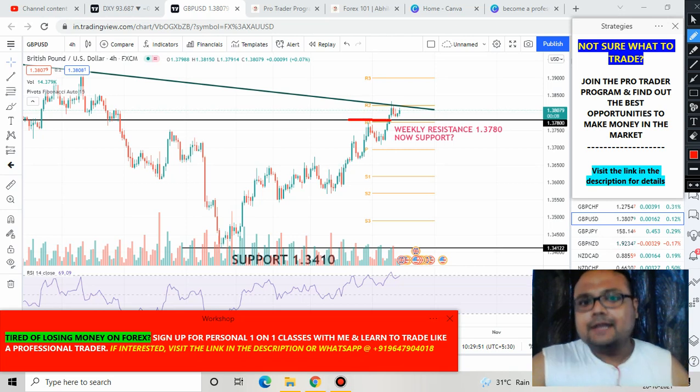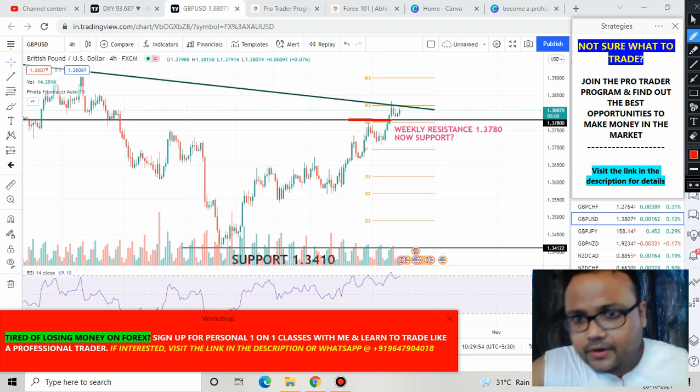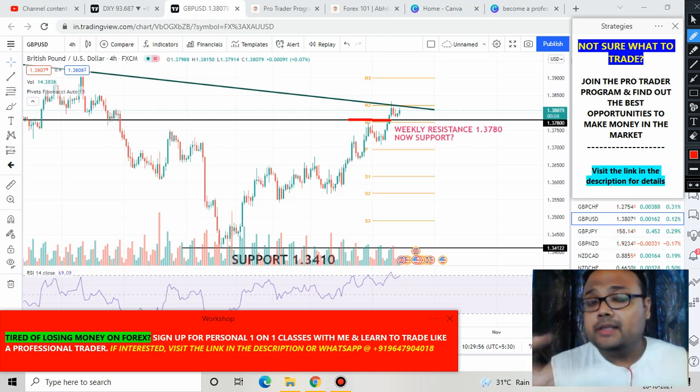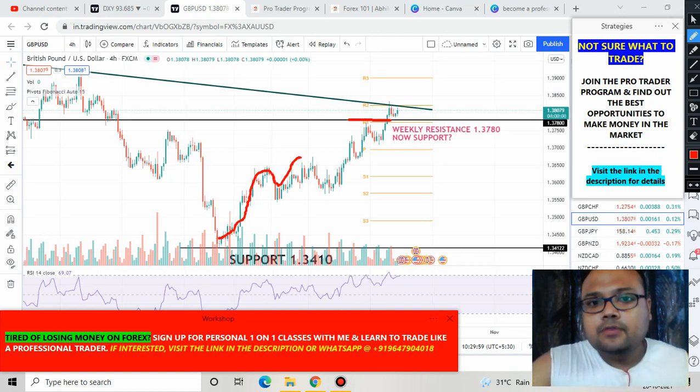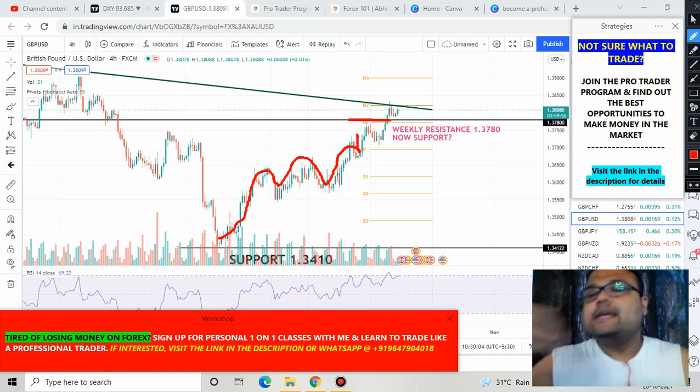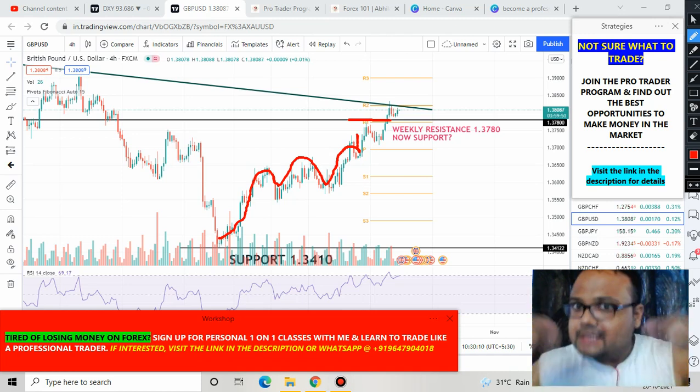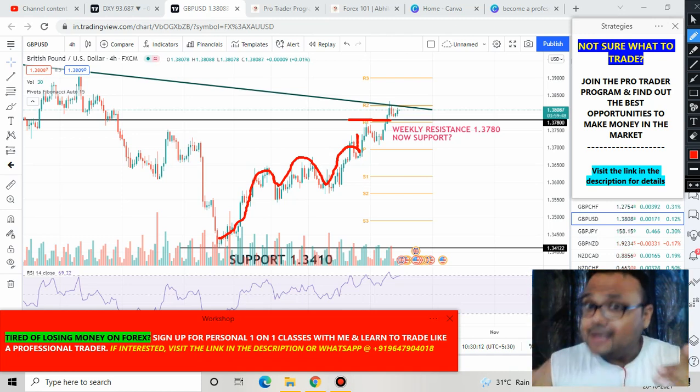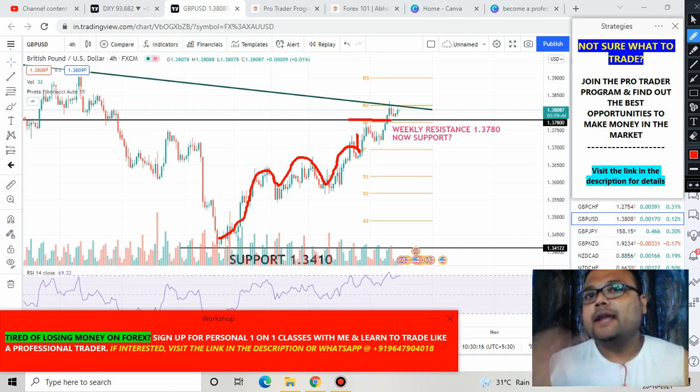The logic was that though we have a resistance at the top, a resistance from the weekly chart, still the market was forming higher lows here. It means that whenever the market was facing selling pressure, it was not breaking the previous lows. It clearly signifies that though there is selling pressure in the market, buyers are present and they were trying their best to take the price upward.